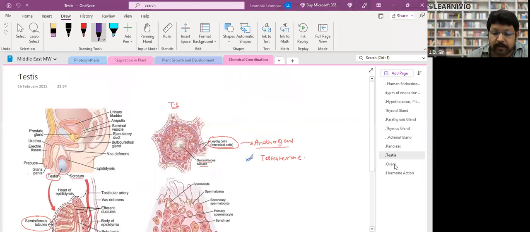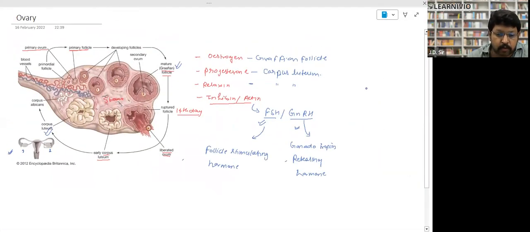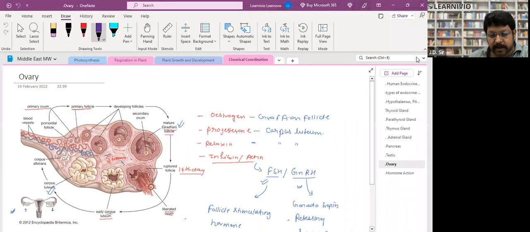Ovary, we know that the ovary secretes the hormone estrogen from the Graafian follicle, progesterone from the corpus luteum, relaxin from the corpus luteum, and inhibin and activin that regulate FSH and GnRH. So inhibin means that it inhibits and activin activates FSH, follicle stimulating hormone, and gonadotropin releasing hormone, right? So these are the hormones which are secreted. And what is the function of estrogen, progesterone, relaxin? We have all studied in detail in the human reproduction part, that we have done already.